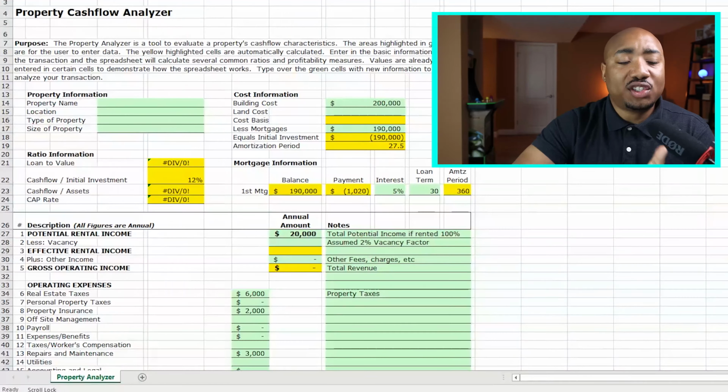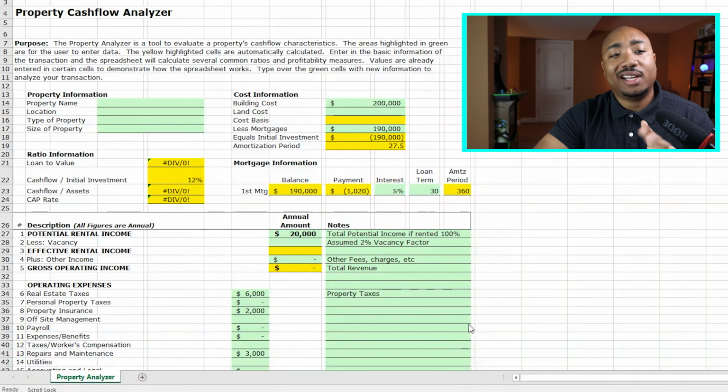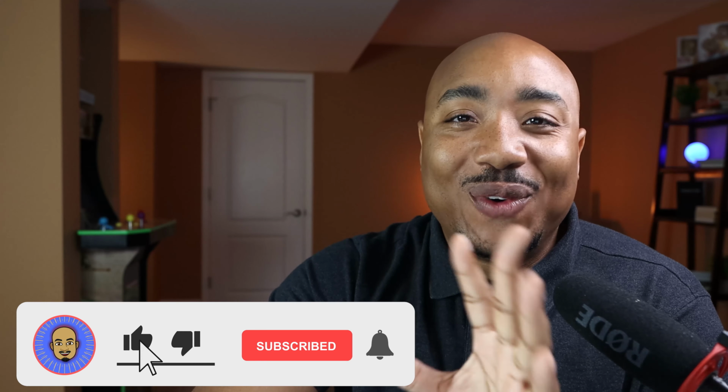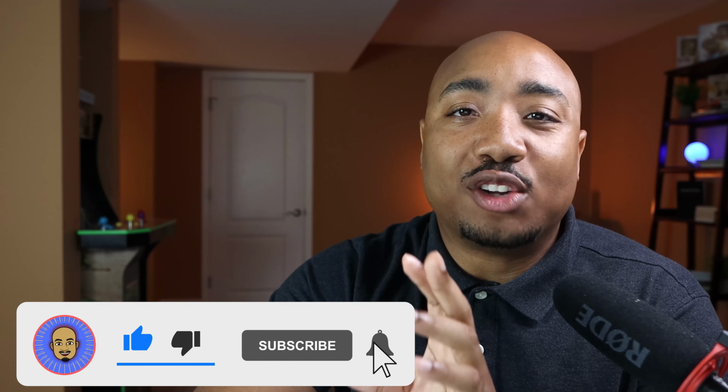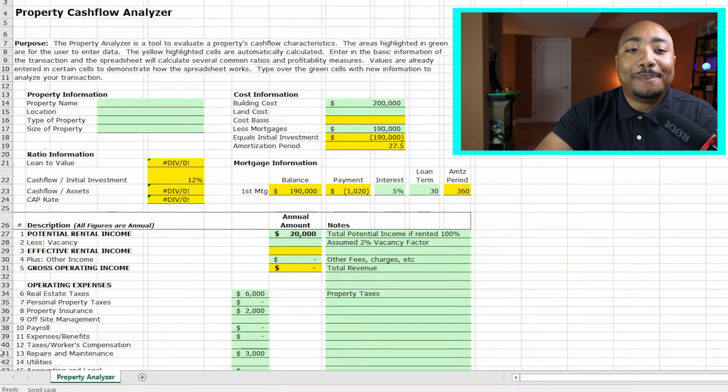Okay, guys, so we want to start with property information. Right here it says property name, location, type of property, size of property. All of this stuff is just cosmetic. It will allow you to identify the property, but it does not change anything when it comes to analyzing the property. So it just allows you to know exactly what you're looking at when you come back, especially if you have multiple properties that you're trying to analyze. That's what that is for. So let's move into the meat of it.